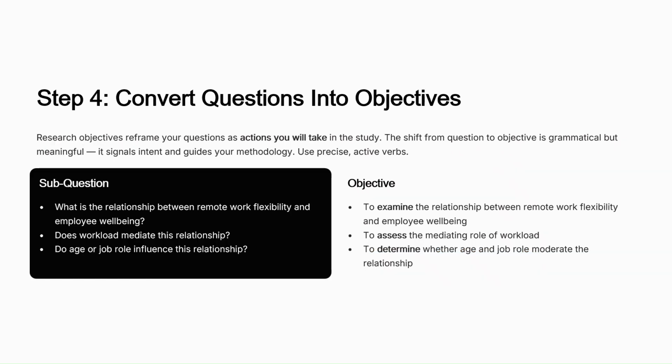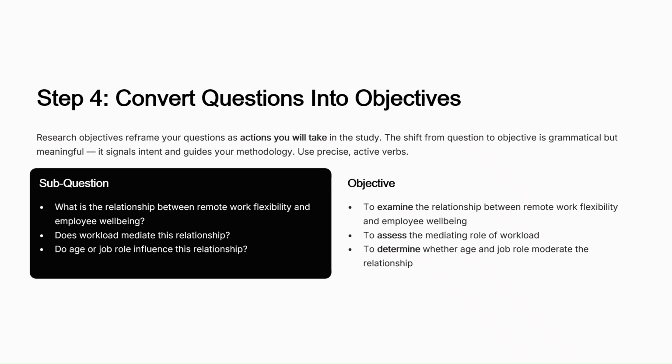The fourth step is converting the research questions into objectives. Research questions describe what the researcher wants to know, whereas objectives describe what the researcher intends to do. This conversion is achieved by using action-oriented verbs. For example, a question about a relationship can become an objective to examine the relationship, while a question about a mediating effect can become an objective to assess the mediating role of a variable.